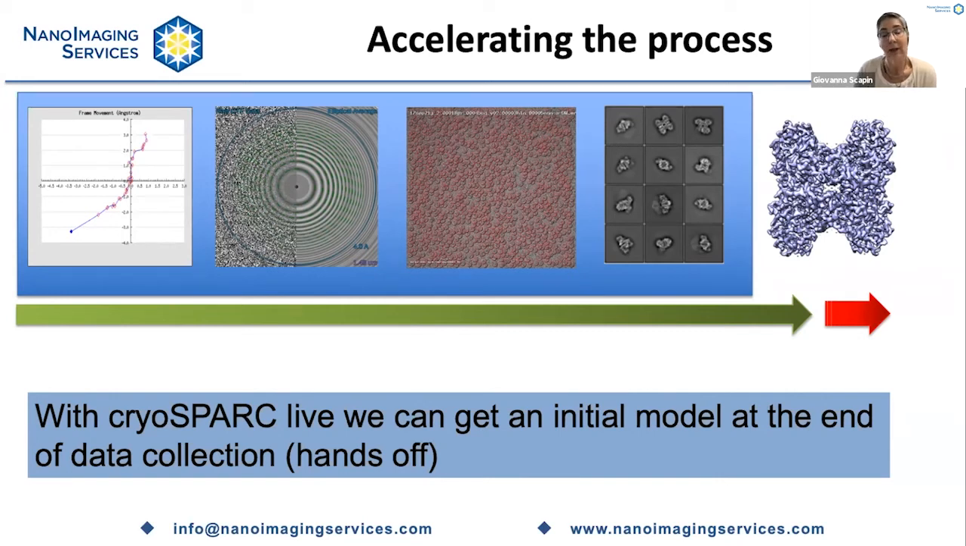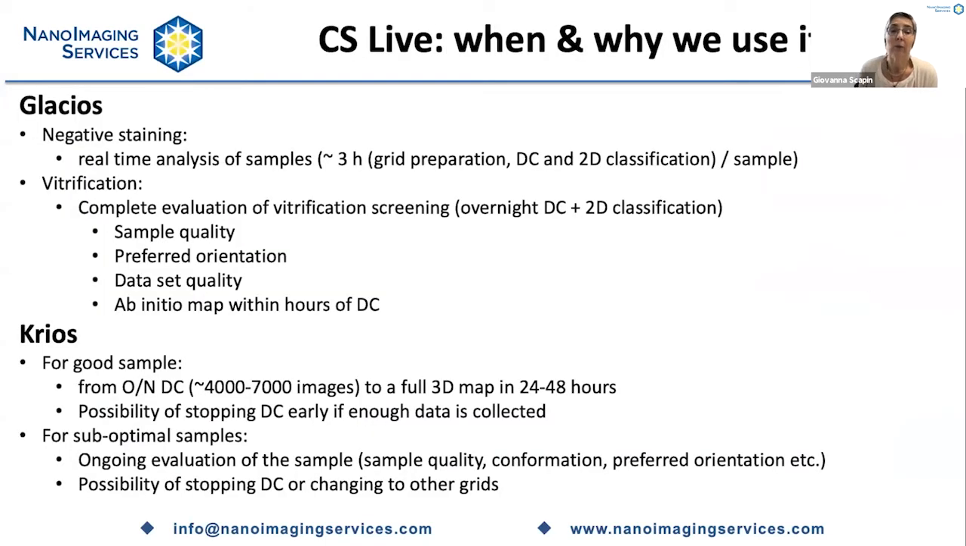Our mantra is a cryoSPARC Live for every autoloader microscope that we have. At this point, we have 4, maybe soon to be 5. And so we have cryoSPARC Live running every time we do a data collection on one of these microscopes. We have 2 classes of microscopes, Glaciers and Kriosses. And cryoSPARC is widely used on all the scopes with slightly different flavors.